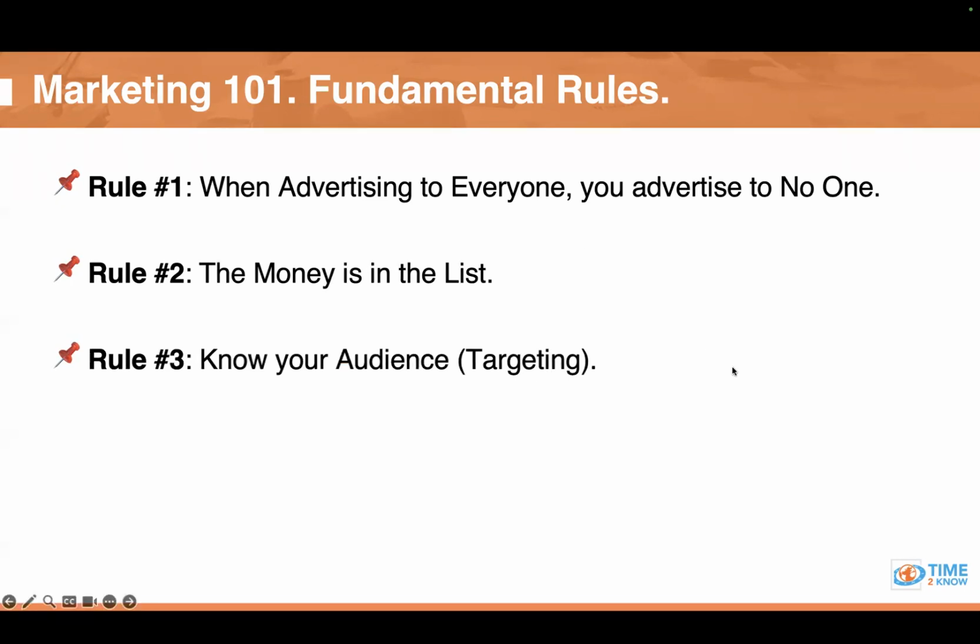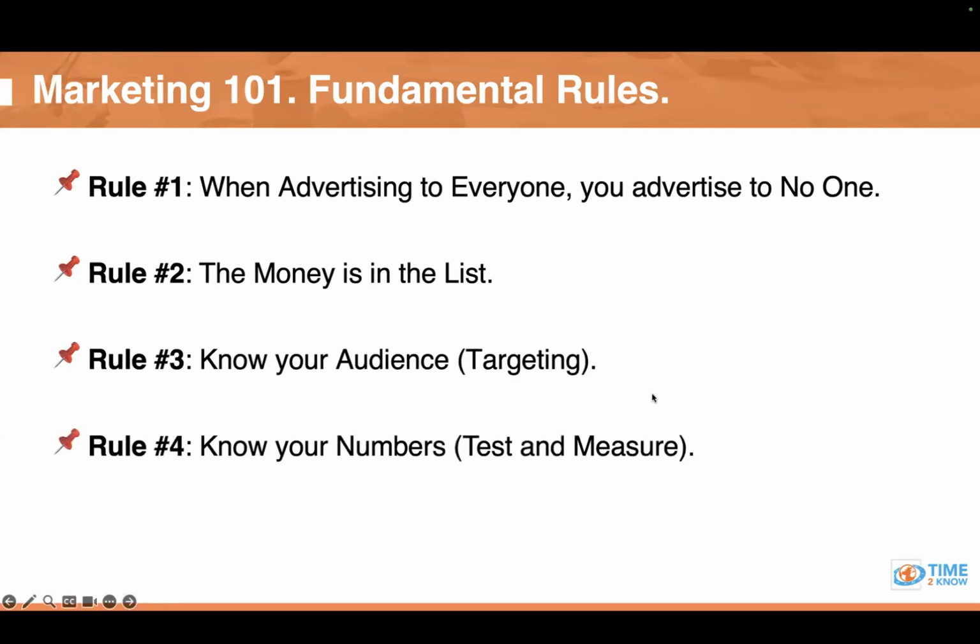Rule number 3, of course, is very much related to rule number 1, which is that advertising to everyone doesn't really make sense. You need to be a bit more knowledgeable about your audience so that you can blend in and you can provide value for them. Rule number 4, know your numbers. This is to imply that you always need to test, measure, validate, and know what happens in your marketing journey as a marketer, so that you can comply with rule number 5, which is adapt and improve.